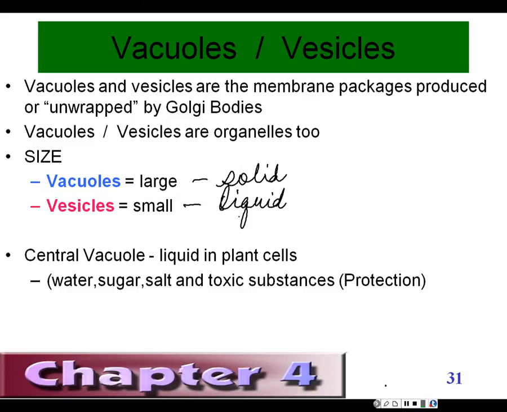In solution, we're going to have sugar, salt, and then also present are your toxic substances that are used for protection. But the large central vacuole is an exception to that normal rule that we said, where vacuoles are going to contain things that were solid and vesicles would contain things that were liquid. And there's some other exceptions, but this is the only one that you need to know for the exam.